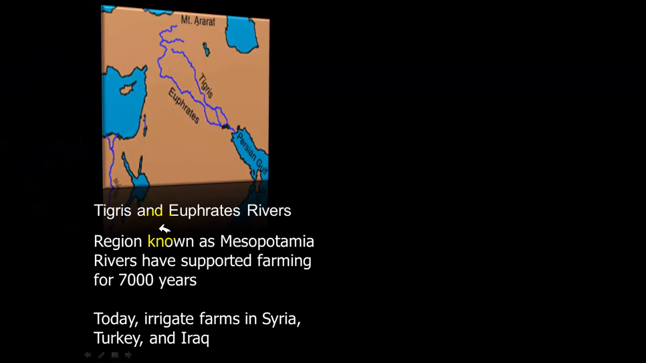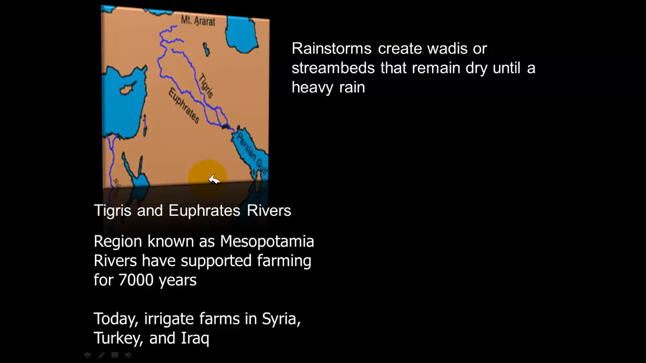Back now to the Tigris and Euphrates Rivers. This is the region that's known as Mesopotamia. The rivers have supported farming for over 7,000 years. And today, once again, they irrigate farms in Syria, Turkey, and Iraq. And what you'll see in both the Nile region and the Mesopotamian region is that rainstorms create what we call wadis, which are stream beds that remain dry until a heavy rain.